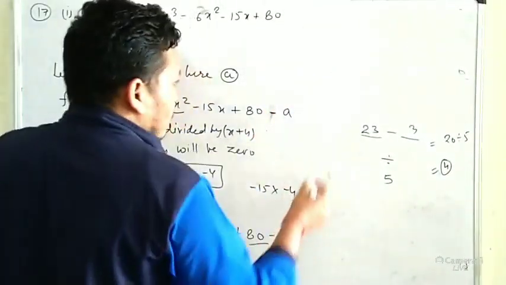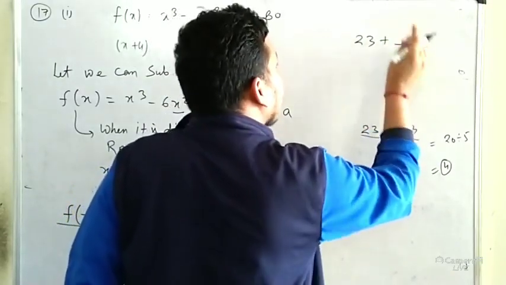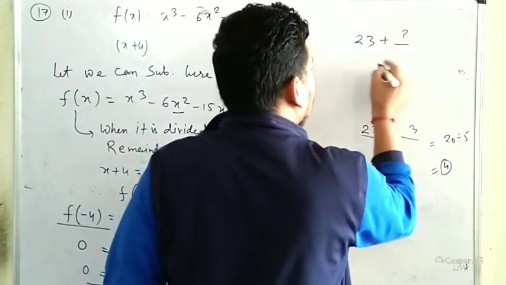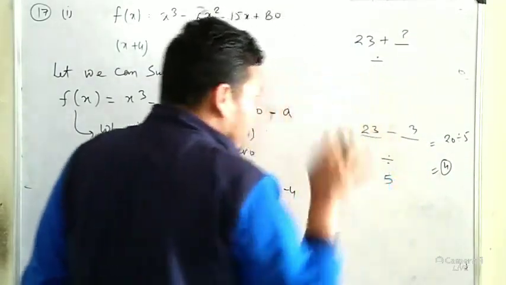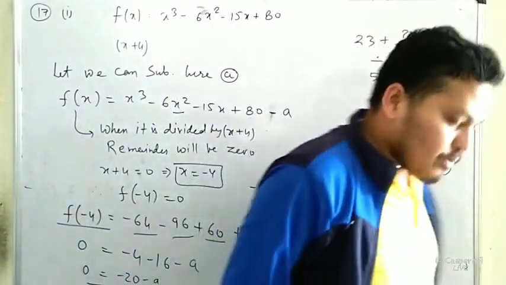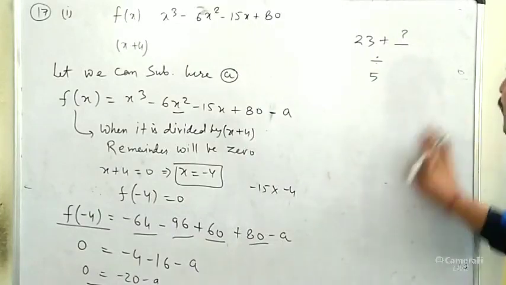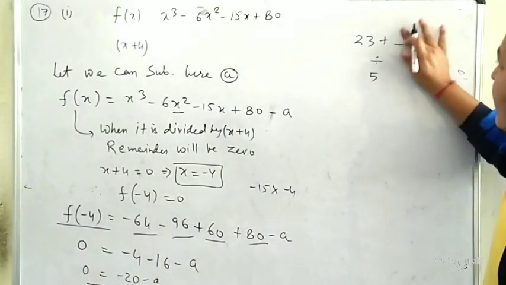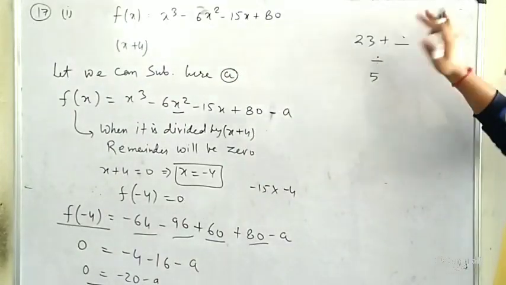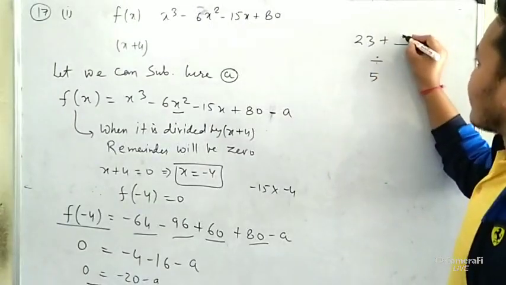So let's take this, like 23. Now what number must be added here so that the resultant is completely divisible by 5? So how much should we add here? Let's suppose we can take here a, but how much should we add here? The minimum number. Otherwise you can add many numbers.